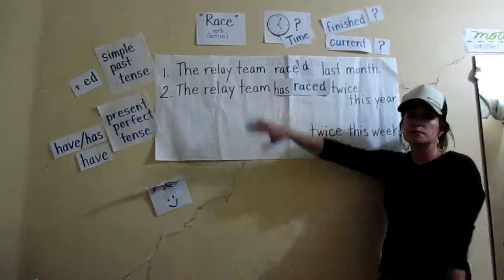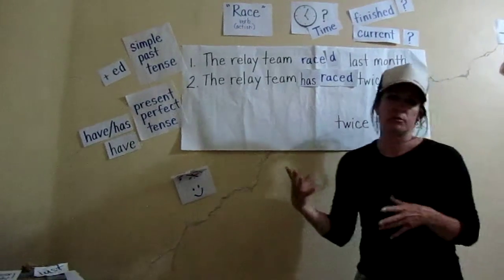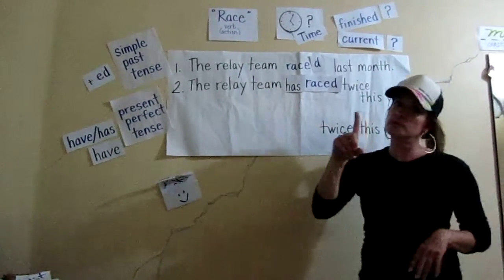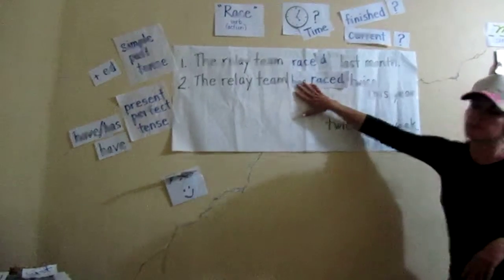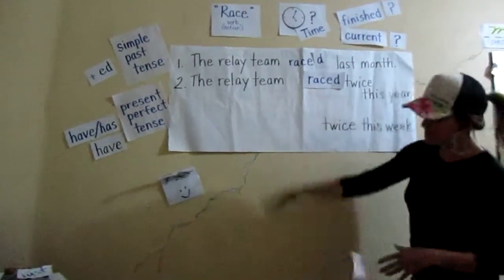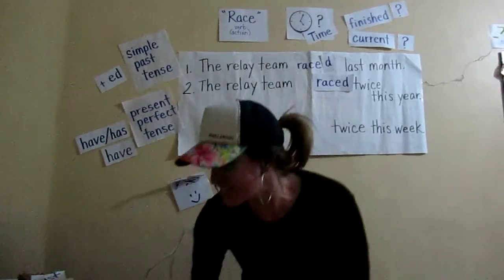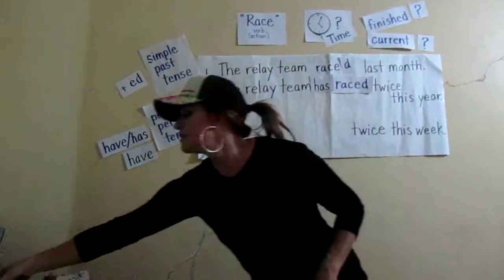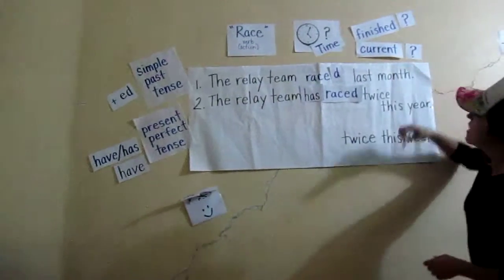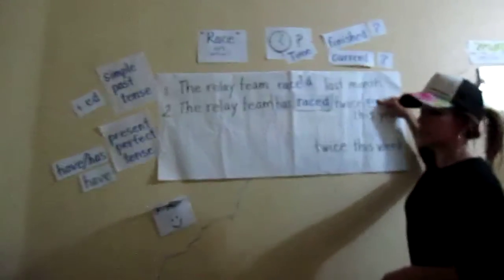When you think of team, sometimes you think of a lot of people, and you wonder whether it's plural or singular. But there's only one team, so that's the singular form, and has is the auxiliary verb we're going to use. The relay team has raced twice this year. What if I wanted to say the relay team has raced twice already this year? That would also be correct.